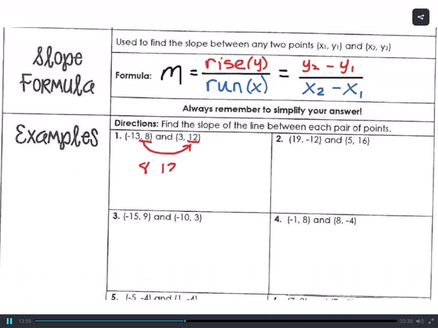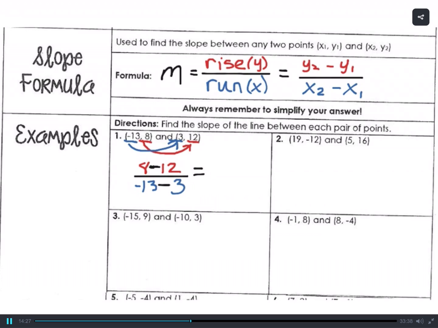Actually, 8 and 12. And then I'm going to keep the minus sign in black because that's not a part of the number. That's a part of the equation or the problem. I'm sorry, the formula is the correct word I'm looking for. All right, and then in blue, I'm going to do my x values, okay? Starting on the left and going to the right. So negative 13, positive 3, and then bring down the minus sign from the formula.